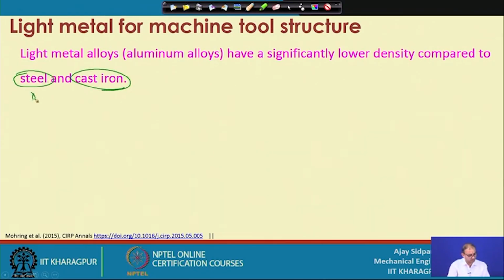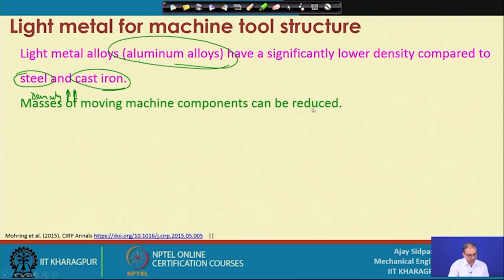the density is high. So, your weight will also increase, and once the density is very high, machining is also not that easy, because ultimately you have to process it, or you have to shape this material. So, that will also take a lot of time and energy. So, aluminum alloy is one of the choices by which you can replace some of the components of steel and cast iron, not all.